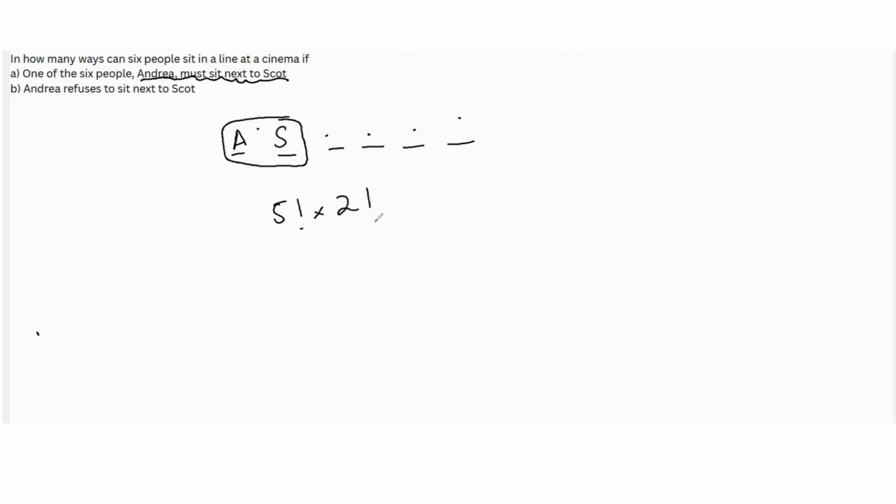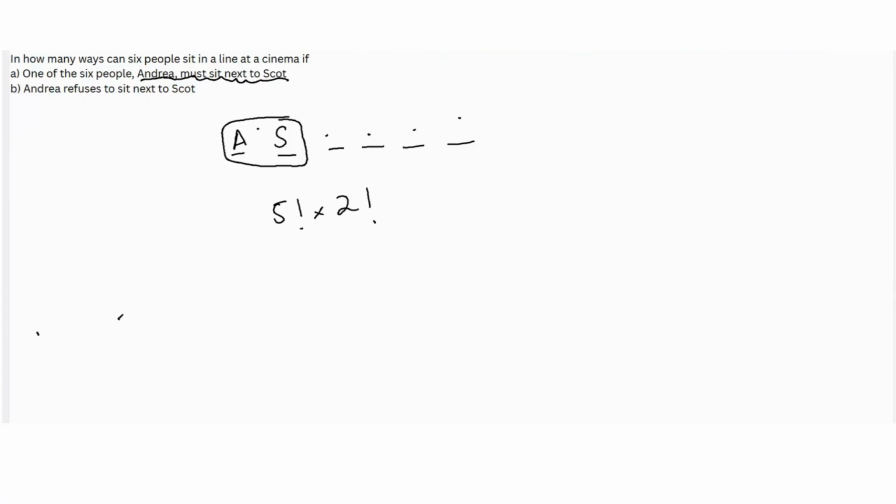times 2 factorial, right? Where does the 2 factorial come from? Because we can arrange Andrea and Scott in 2 factorial ways. It could be Andrea Scott, or it could also be Scott Andrea, right? So basically, the answer to this is 5 factorial into 2 factorial. Why? Because of the total 5 factorial ways, you can think about 5 slots, and then you can arrange Andrea and Scott in 2 factorial ways.